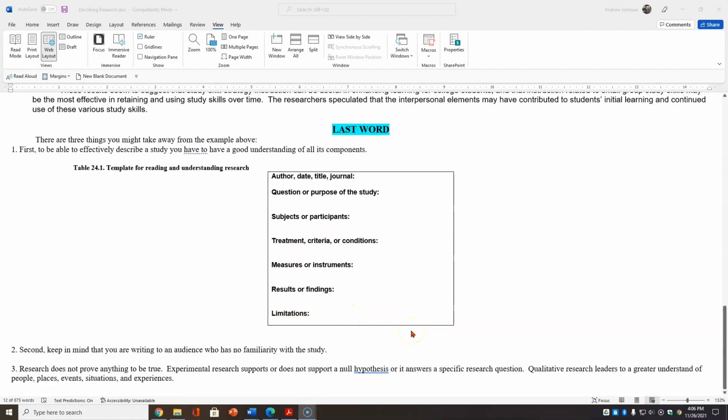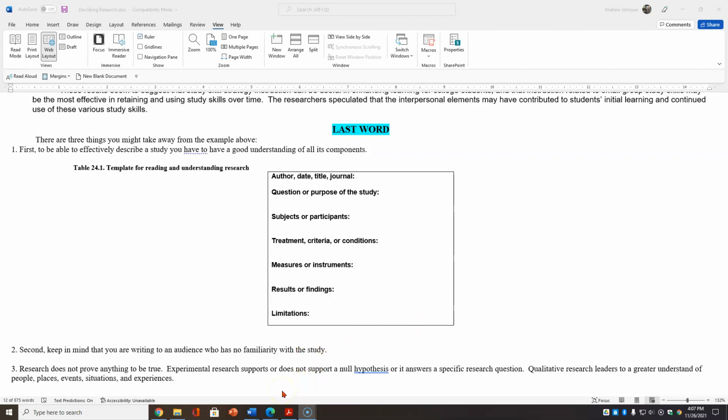The second big idea here, keep in mind that you're writing to an audience who has no familiarity with the study. So you have to assume the reader knows nothing. That means you have to have a very clear and concise description. Too many words can confuse readers as much as too few words. You don't have to replicate all aspects of the studies, but you should accurately represent the salient features.